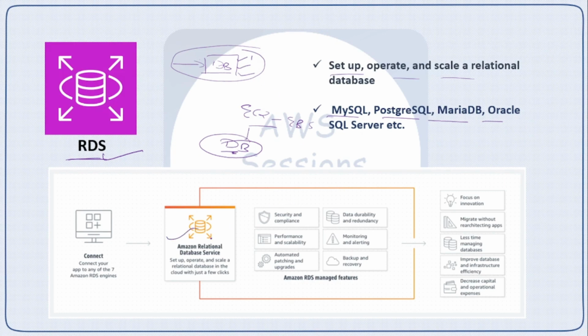So you can create a relational database. You can set up security and compliance. You can set up data encryption. You can scale it. You can do automated patching and upgrades. You can set up monitoring and alerting. And most important, backup and recovery also can be set up with just a few clicks, I would say. So this saves a lot of time and you can focus your time on activities such as innovation.